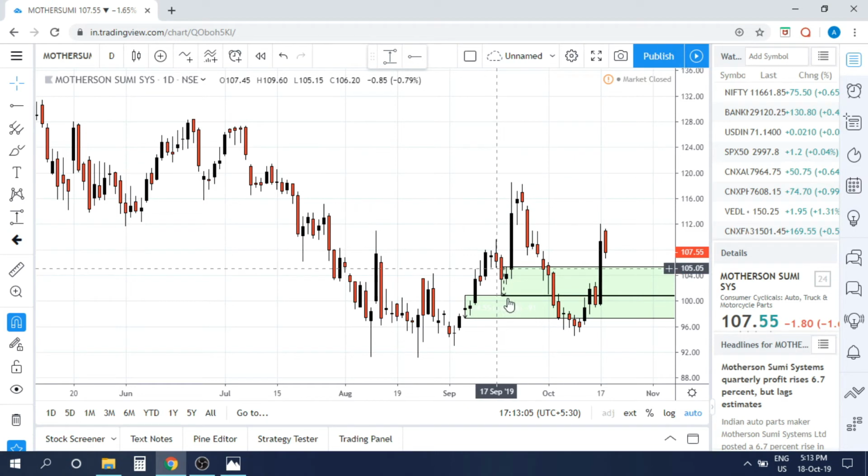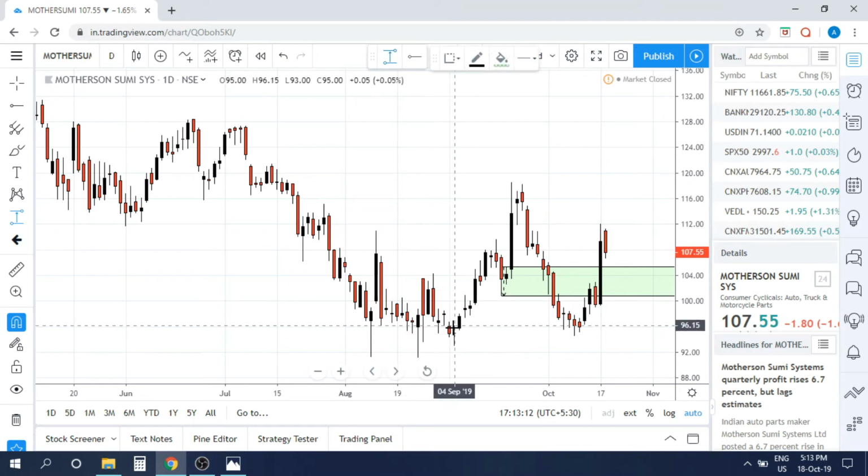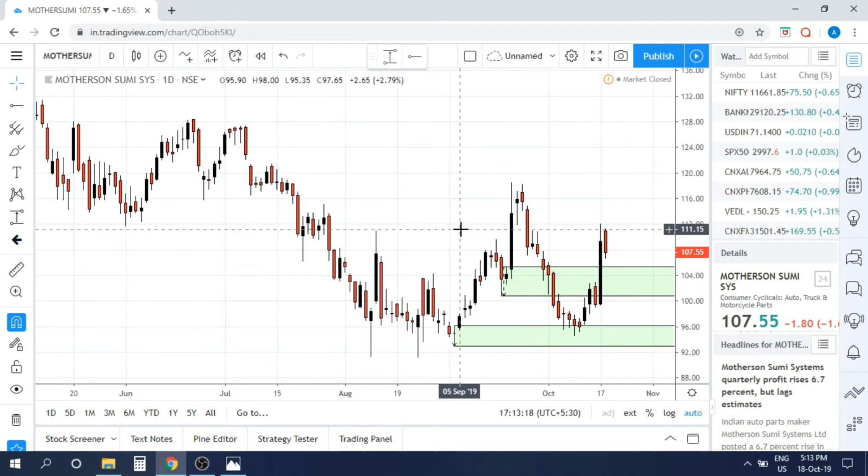I mean, the exit from that. So since this was tested, done, I'm removing this one. But the one below is still fresh, right? This particular demand zone is still fresh. Not a good one, but still a demand zone.